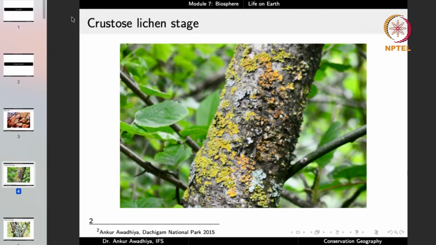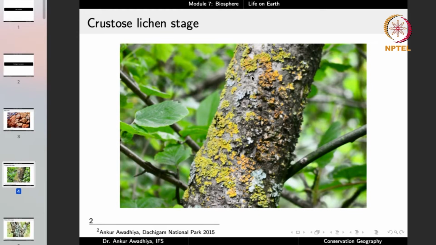And the first lichens that come up are the crustose lichens. So these look like crust. If you look at a piece of iron that is rusting, this is the sort of crust that would come up in the form of rust. So these look like a crust that has come up on the surface.